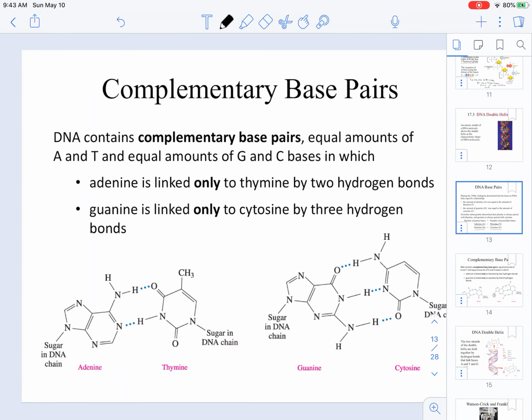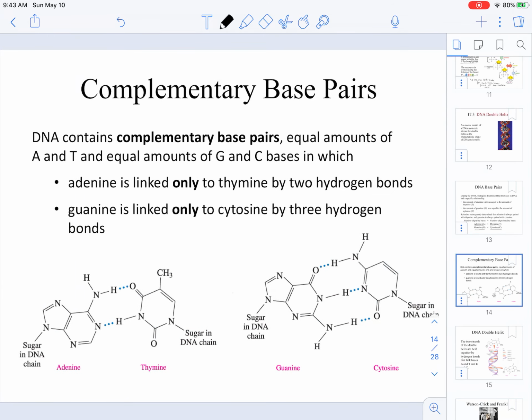Whenever we have these nitrogen bases interact with one another, understand that that's what we understand as complementary base pairs. And when it comes to DNA, these complementary base pairs are going to determine that we have in these structures equal amounts of A's and T's and equal amounts of C's and G's. That means because they're base pairing with each other.